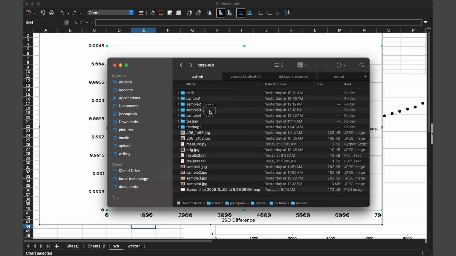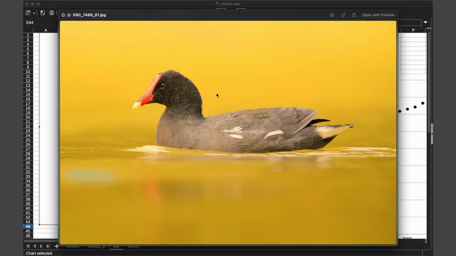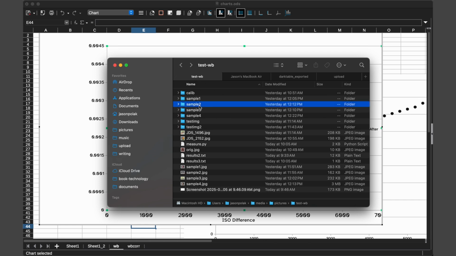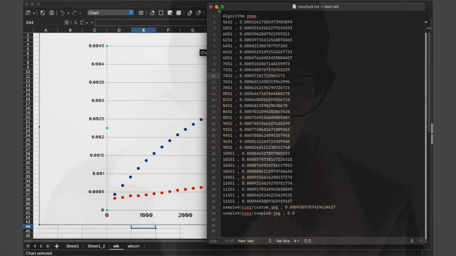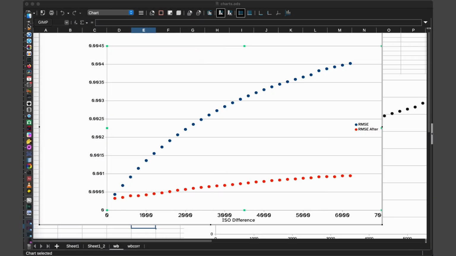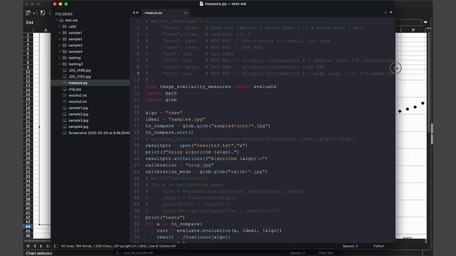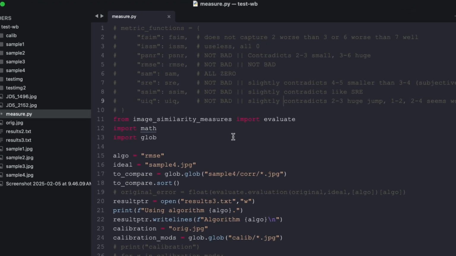Here I used 3 calibration data sets. One from this common gallinule, and we've got this ring-billed gull. I ran these tint-changed images through different image similarity indices. There's actually a Python package that I used to do that. You can see here in Sublime Text, I wrote a Python program to do this. This Python image similarity measure library, you can get it, I think, in PIP.